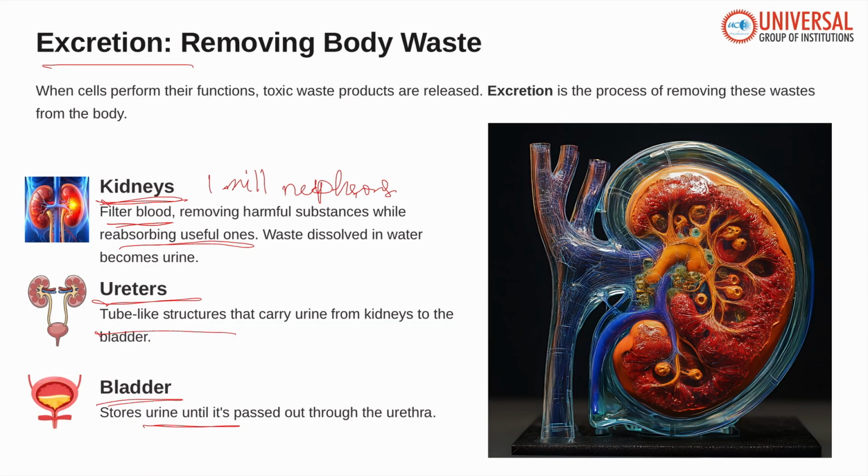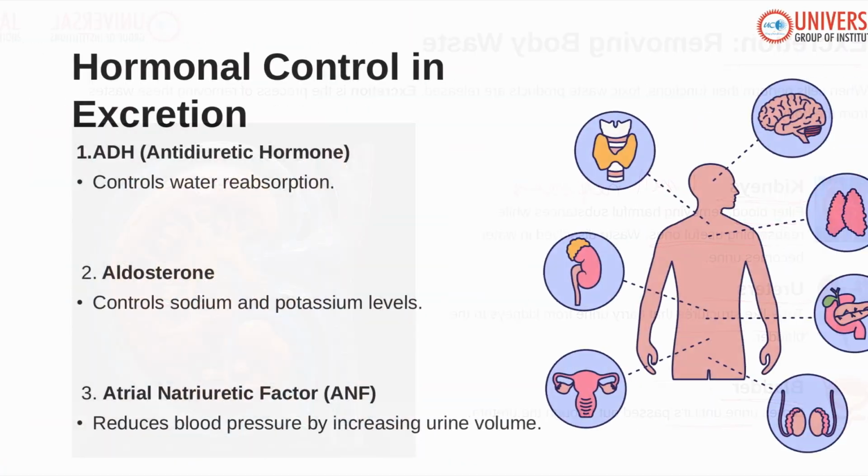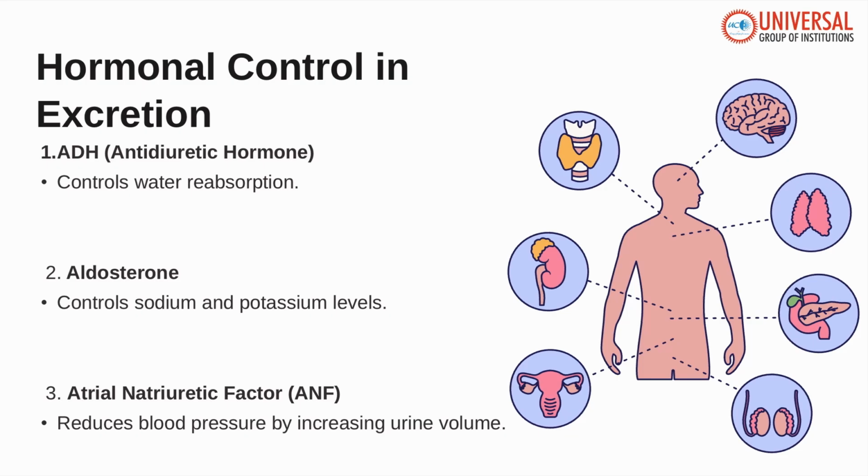Not only these major parts, along with them, the hormones also play a major role in excretion. What are the hormones which regulate the urine formation in the body? The first one is ADH, antidiuretic hormone. This hormone helps to control water reabsorption. Then we have aldosterone, which controls sodium and potassium levels in the body. And then atrial natriuretic factor, ANF. This reduces blood pressure by increasing urine volume. Once urine is formed, it travels through kidney, ureter, bladder and urethra.